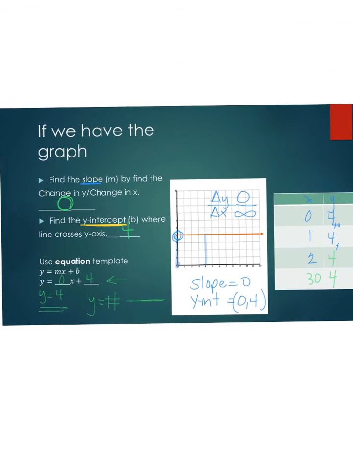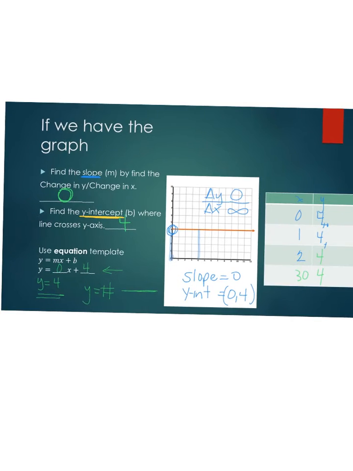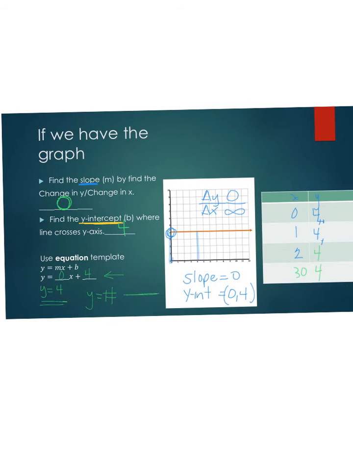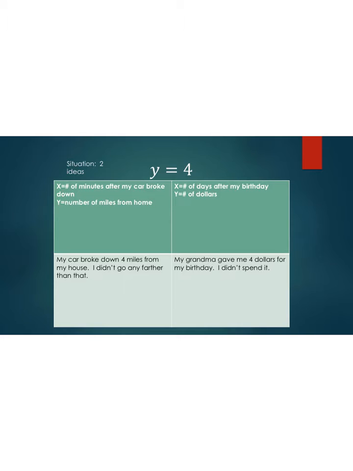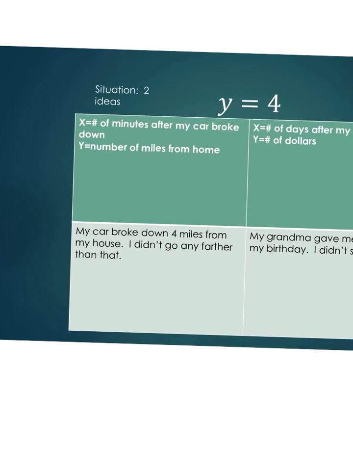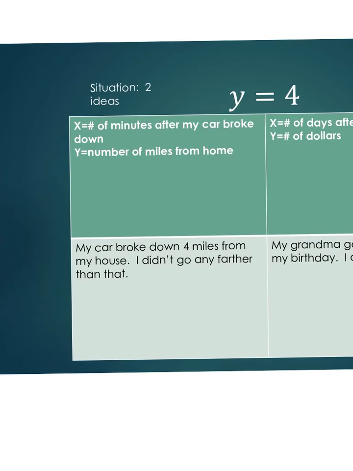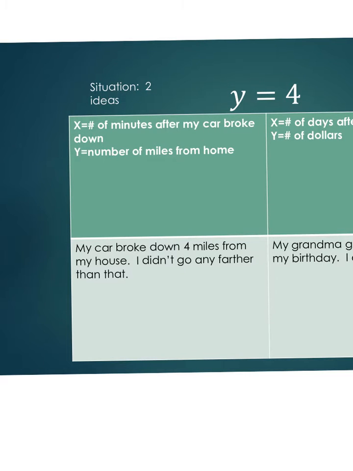Now, sometimes I'm going to ask you to make up a situation that might be true for the graph and the table that you have. I've come up with two situations that might make sense. The first one is x is the number of minutes, and I think it's actually hours, but the number of minutes after my car broke down, and y is the number of miles from home. So my car broke down 4 miles from home. I didn't go any further than that. I'm still waiting for the AAA or something like that.